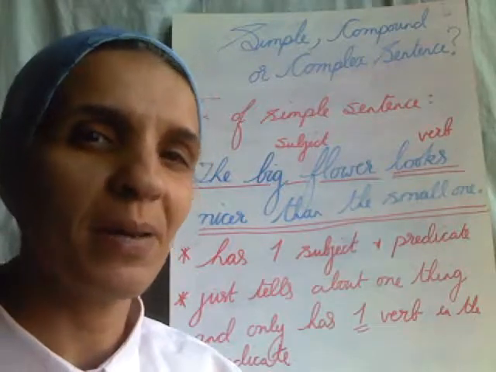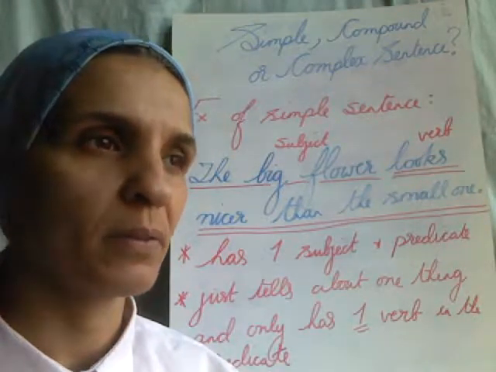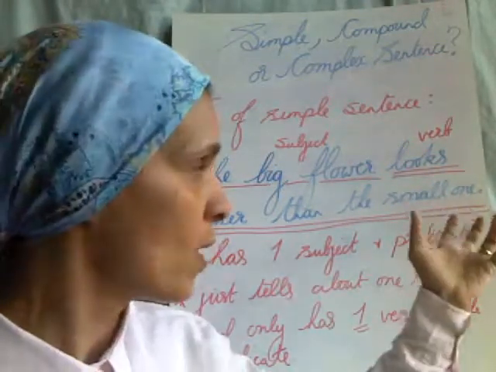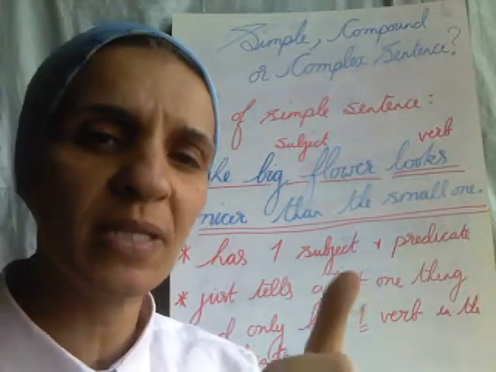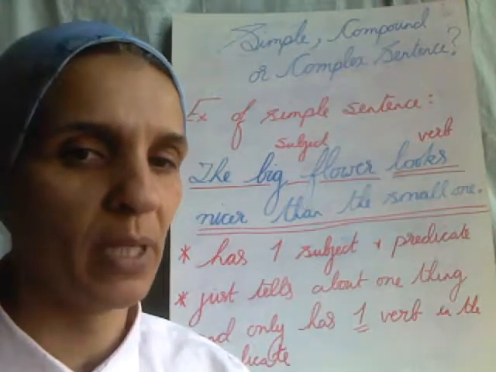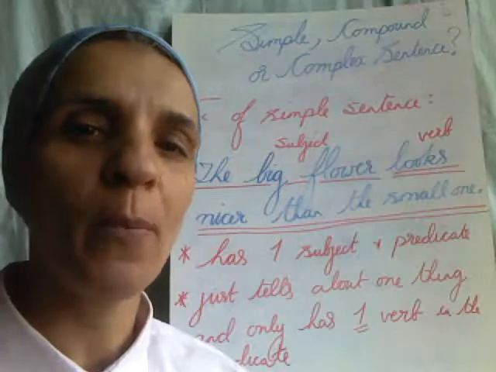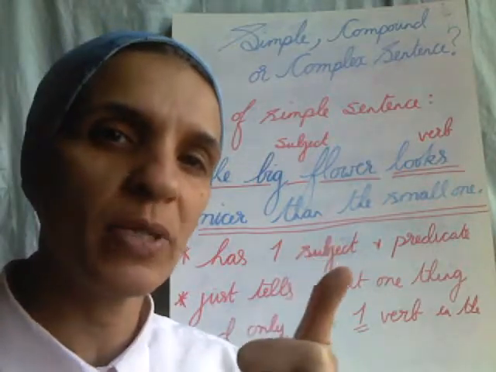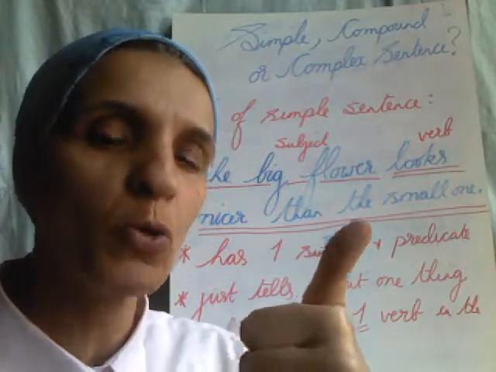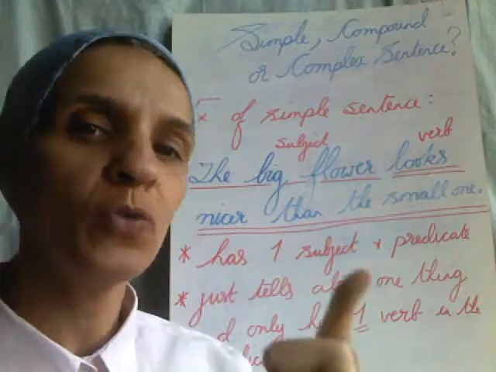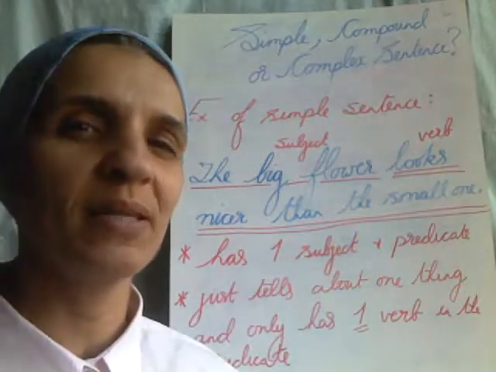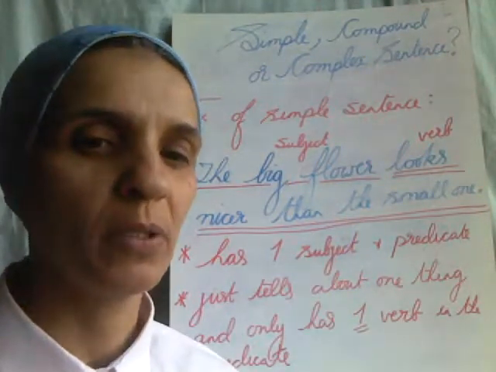a simple, not a simple predicate, no, but it has one verb, and the predicate just has one verb, so it's not a compound predicate. The predicate only has one verb, so the flower is only being or doing one thing. It's being nicer than the smaller one.